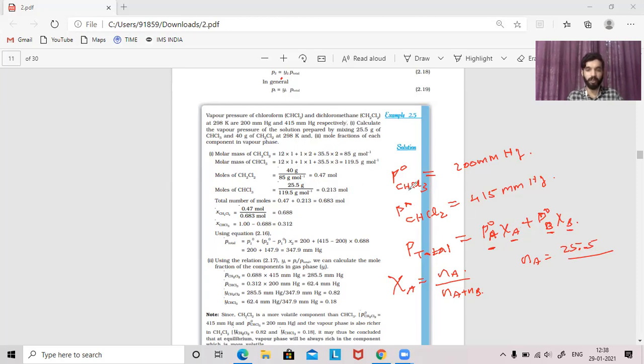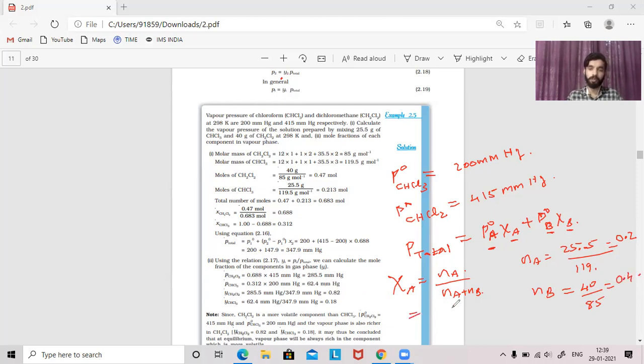So carbon is 12, hydrogen is 1, chlorine is 35.5. When we add, we get some 119 something. So we solve that, we get the number of moles of A as some 0.2. Okay, 0.2 is the number of moles of A. Similarly, the number of moles of B, dichloromethane, is the given mass, 40 grams, divided by the molar mass of CH2Cl2. If we calculate, we get 85. So when we solve, we get 0.4.